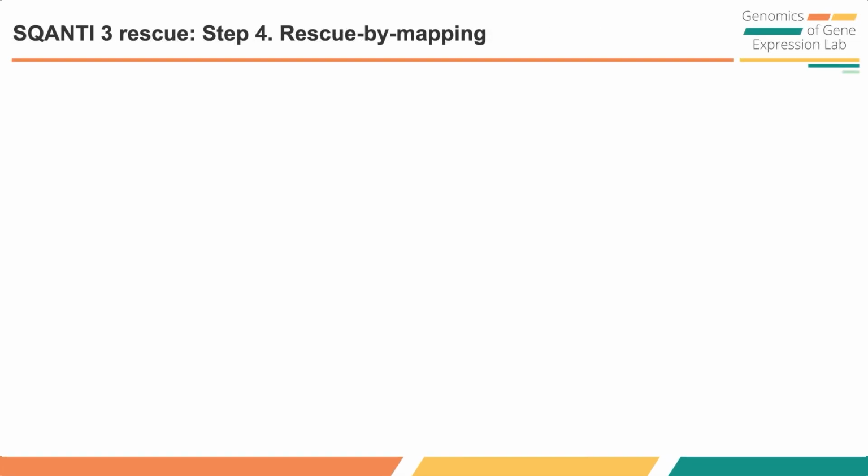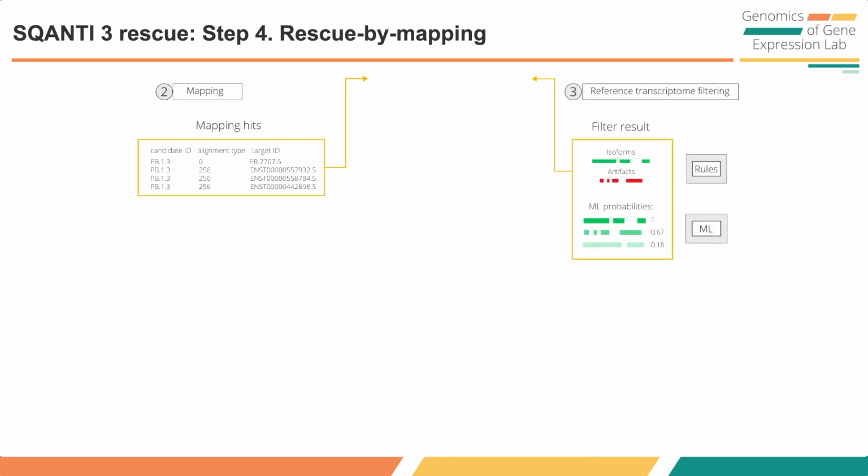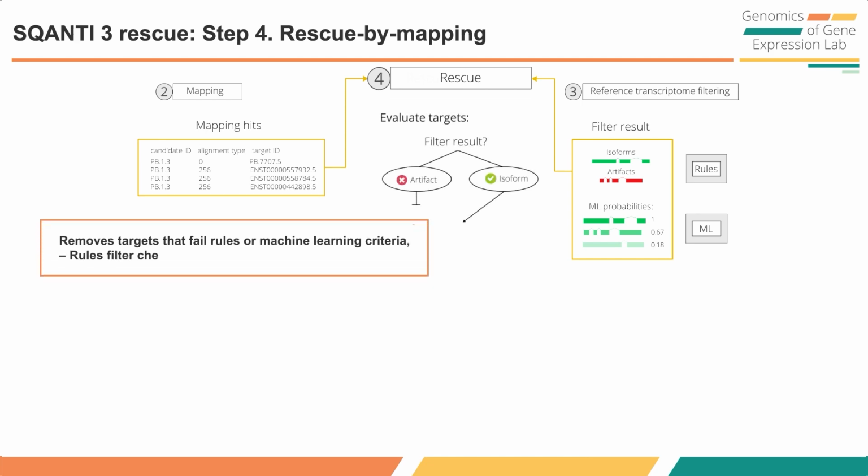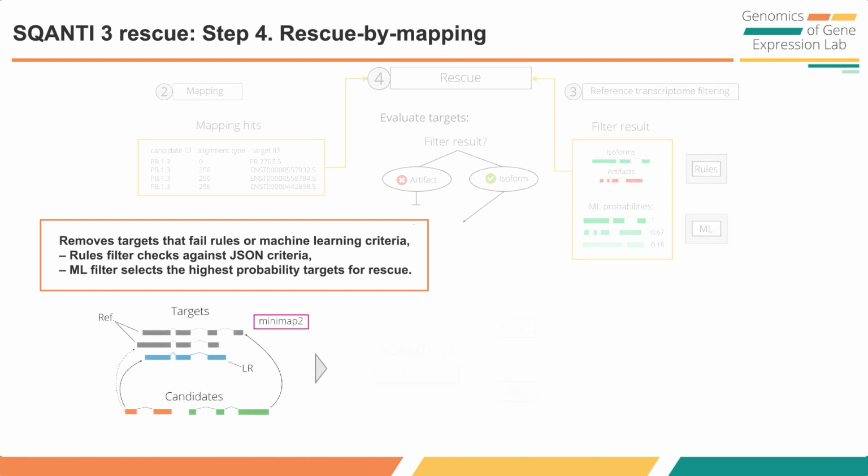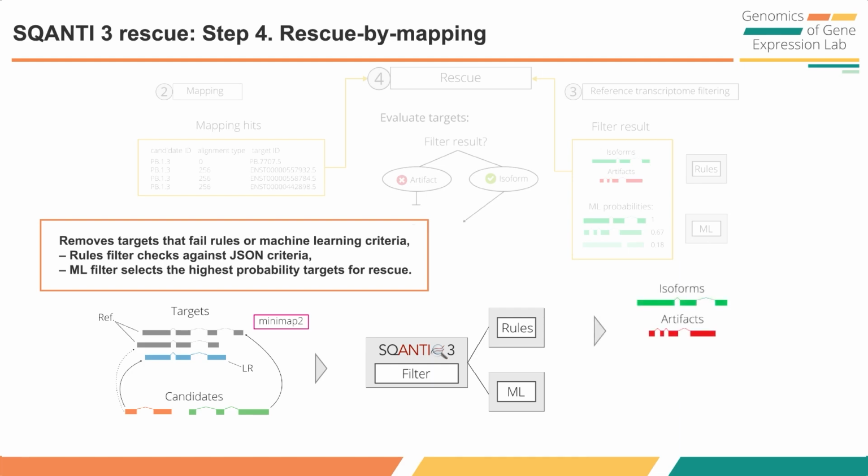In the final rescue step, which we'll call rescue by mapping, we combine the mapping hits, the candidate-target pairs obtained during mapping, and the results of the SQANTI3 filter applied to the reference transcriptome to generate a final list of reference transcripts to be rescued. This step is divided into 3 tasks. The first one is the filtering of targets. We start by removing any candidate-target pairs where the rescue target failed the filter, either the machine learning or rules filter. If you're using the rules filter, this means that the target transcript didn't pass the rules defined in the JSON file.